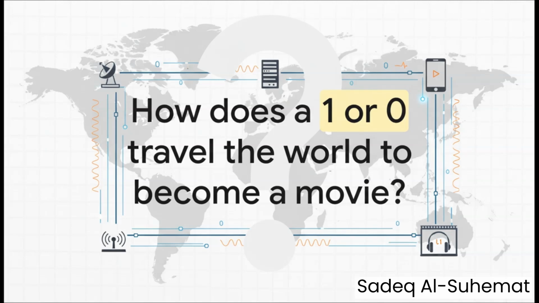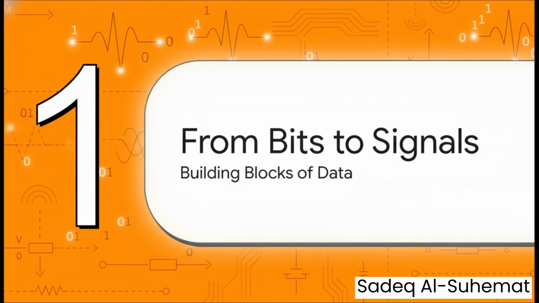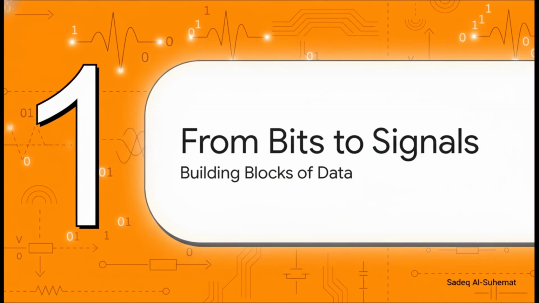How does a basic on or off, a 1 or a 0, make it all the way across the globe and turn into the movie playing on your screen? Well, that's exactly what we're going to unpack right now. All right, let's start at the very beginning. We're talking about how we take that abstract information, those ones and zeros, and turn them into a real, physical, electrical signal that can actually go somewhere.